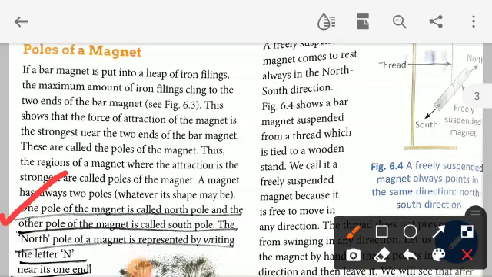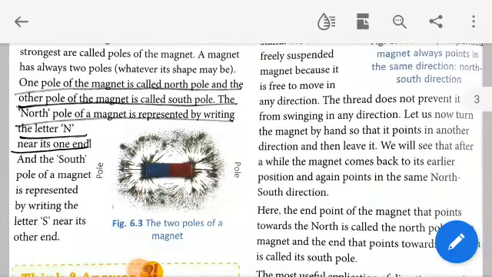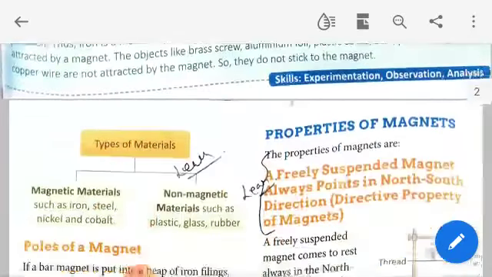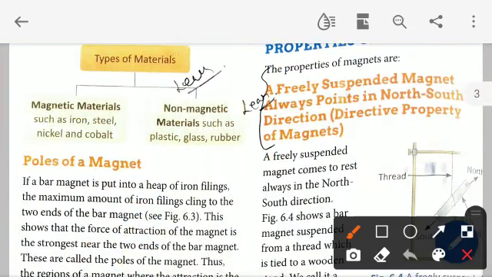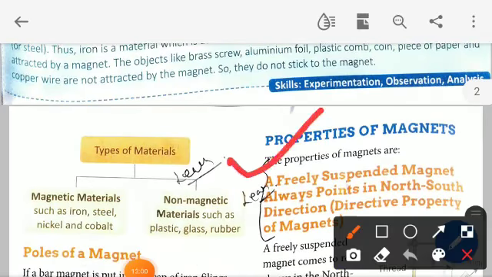The north pole of a magnet is represented by the letter capital N near its one end, and the other one is known as the south pole, written as capital S near its other end. So now we will come to the properties of the magnet.